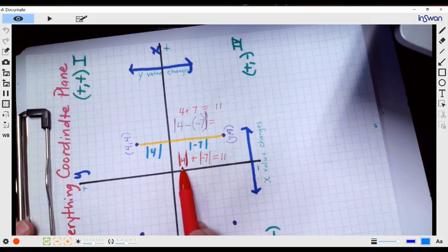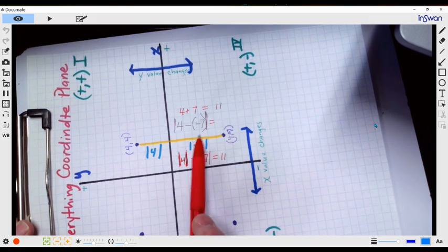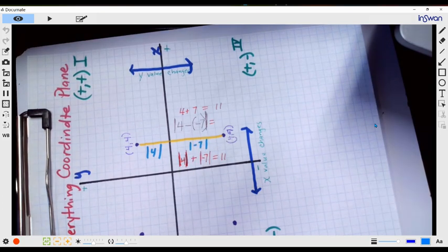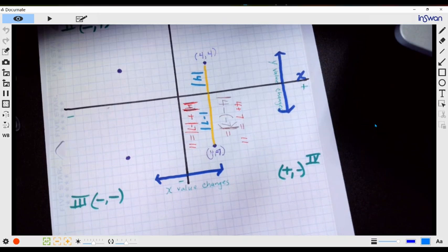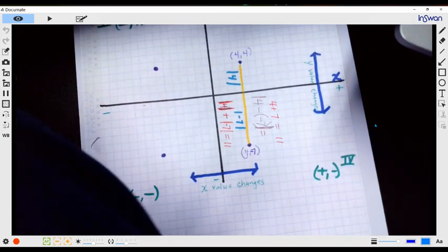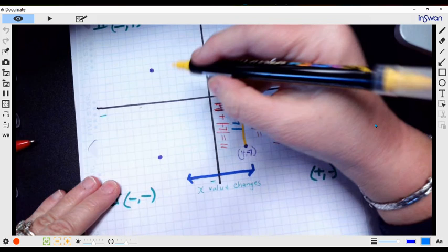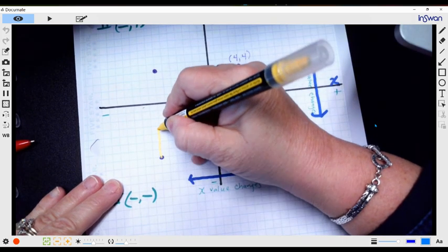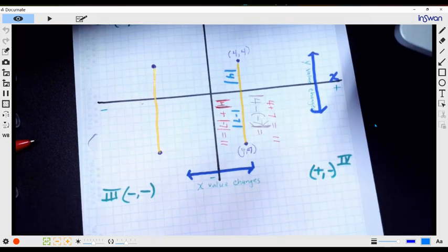For me, it's easier to just add the absolute values, but I wanted to show you this because that's how your book is going to do it. Now, let's talk about the points that we have here and the distance between them. We know that this is 11. So on the other side, this is also going to be 11. So this side is 11, this side is 11.